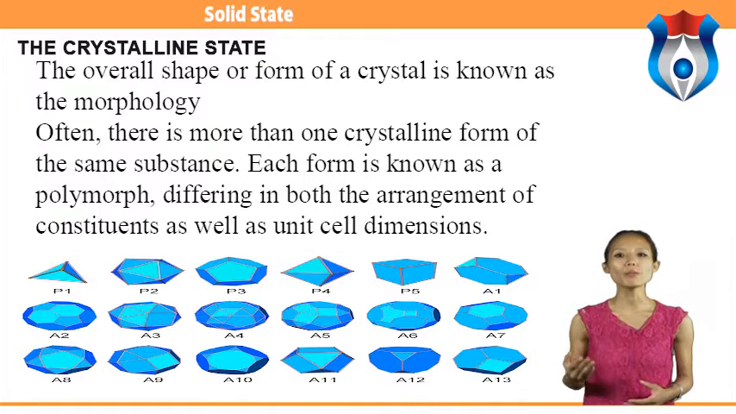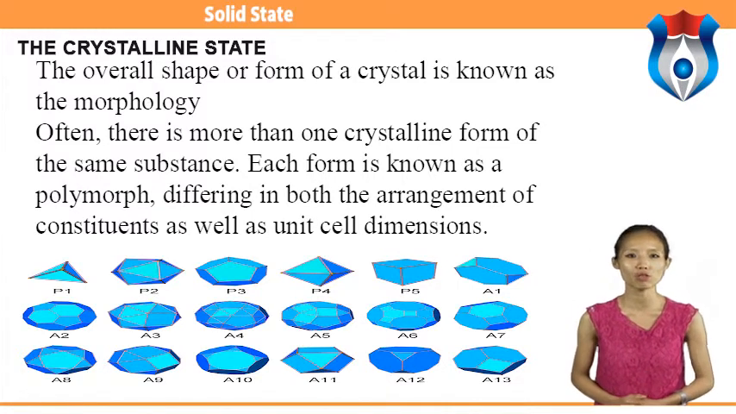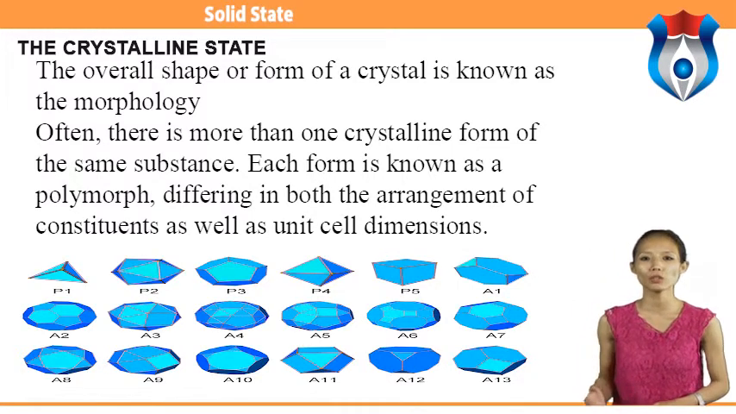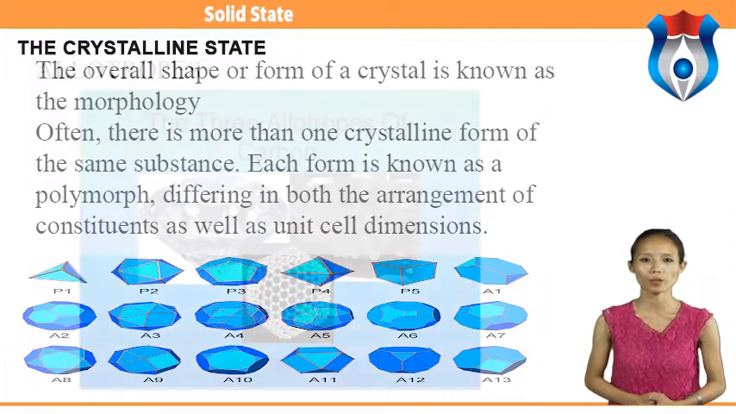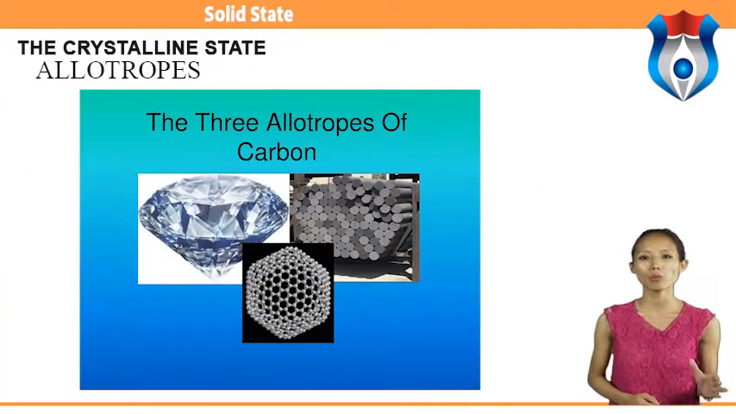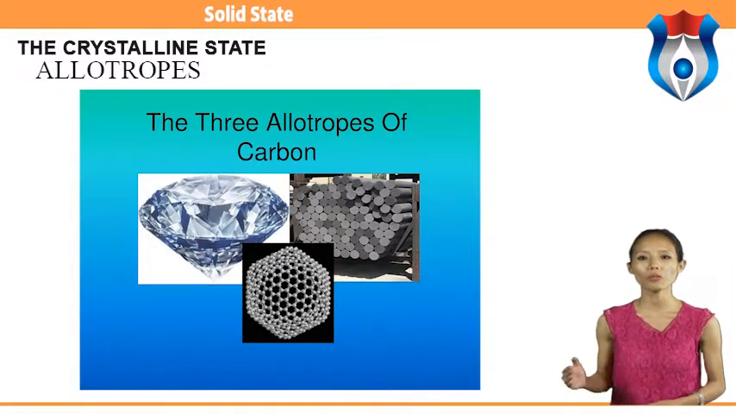The overall shape or form of a crystal is known as a morphology. Often there is more than one crystalline form of the same substance. Each form is known as a polymorph, differing in both the arrangement of constituents as well as unit cell dimensions. Most often, the energy for the interconversion between polymorphs is small, resulting in phase changes that occur after only moderate changes in temperature or pressure. If the solid is an element, polymorphs are known as allotropes. The relative thermodynamic stability of a particular allotrope is governed by the structure with the lowest overall free energy.